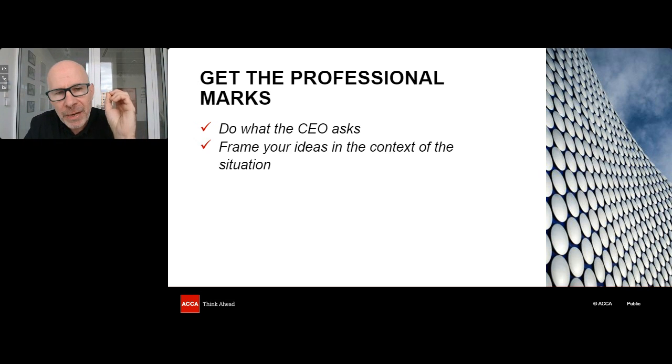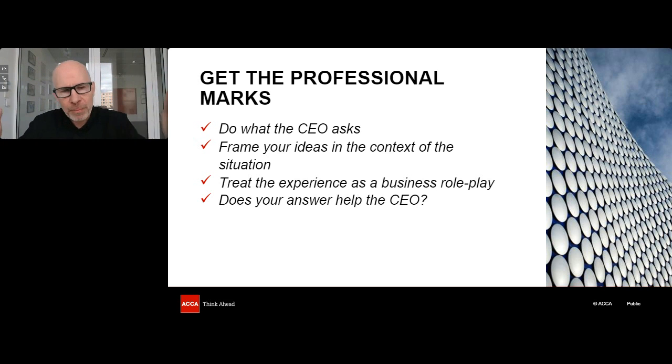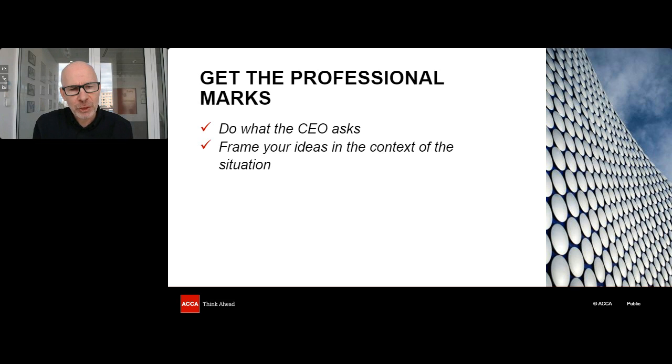You are going to frame your answer in the context of the business problem, the story, the scenario. You are going to imagine that you work there. Treat this as a business role play. Okay. Does your answer help the CEO? Is it linked to the story? Are you executing on that verb, doing exactly what they want? If you do all of those things, you will earn the professional marks.